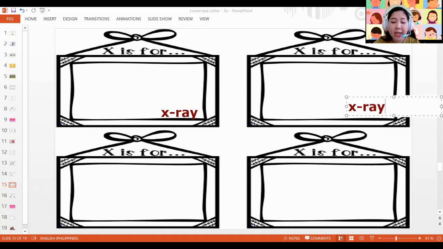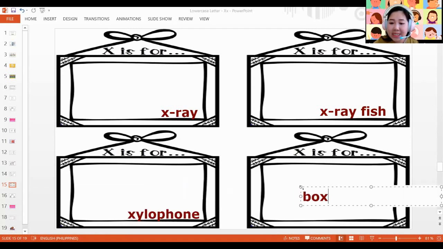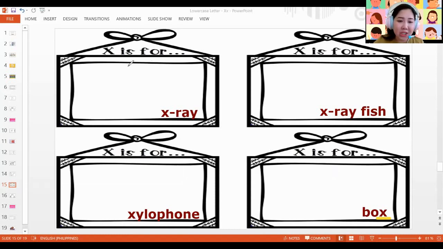So I will be drawing X is for X-ray. X is for X-ray fish. X for xylophone. And lastly, X for box because it has the X sound in the end. So I have 3 pictures that have the X sound in the beginning and 1 picture that has the X in the end. So I will start first with my X-ray.